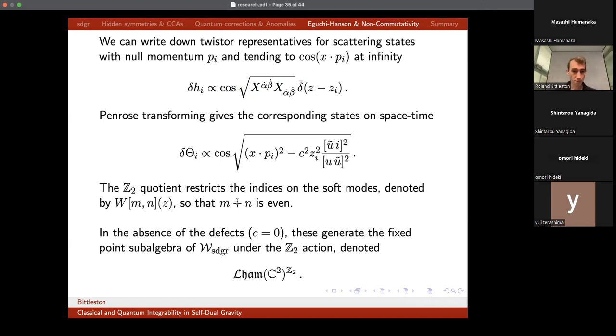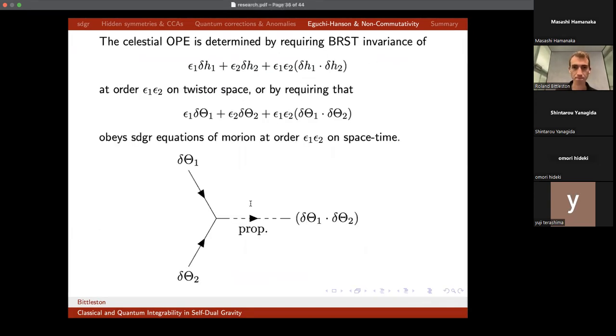So in the absence of the defects, I'm sorry, we are really running low on time, so I'll try not to keep you too long. In the absence of defects, if we set c equal to 0, then we know what the celestial chiral algebra should be. It should be the celestial chiral algebra on flat space, this L ham C squared I mentioned before. But we've now done this Z2 orbifolding, and so what we get is the Z2 fixed points. And that's where this constraint that the sum of the m and n indices has to be even comes from in flat space.